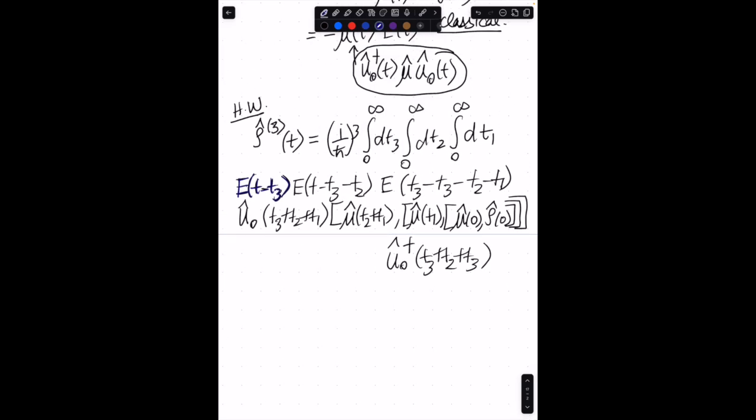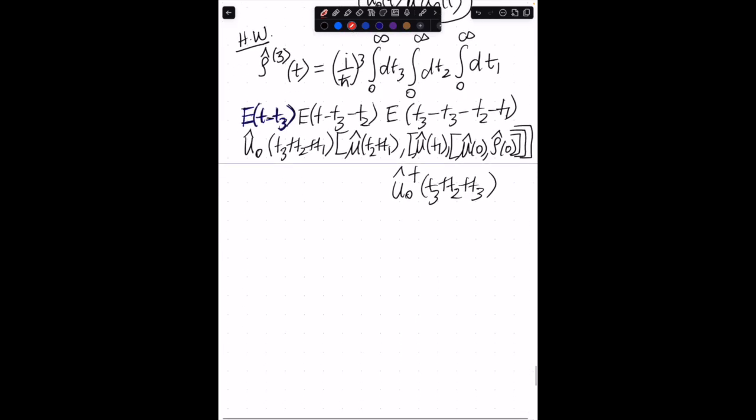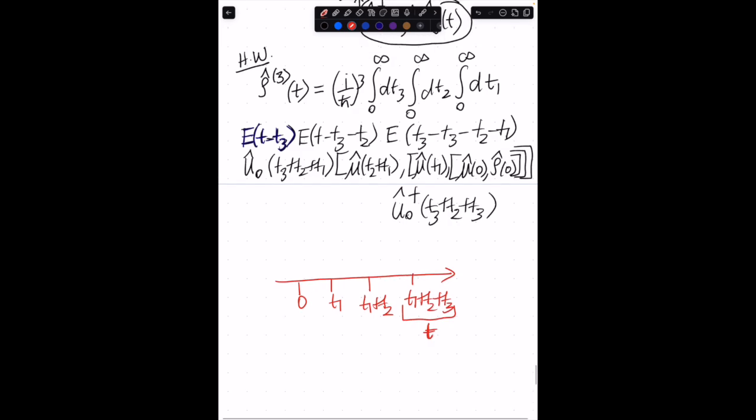So let me redraw the scale so that it is a bit clearer. As we consider, at time 0 you have the first perturbation, at time t1 you have the second perturbation, at time t1 plus t2 you have your third perturbation, and then at time t1 plus t2 plus t3, also known as t, you are measuring your third order density operator. So if you're considering t, so this is t1, this would be t2, and then this would be t3.